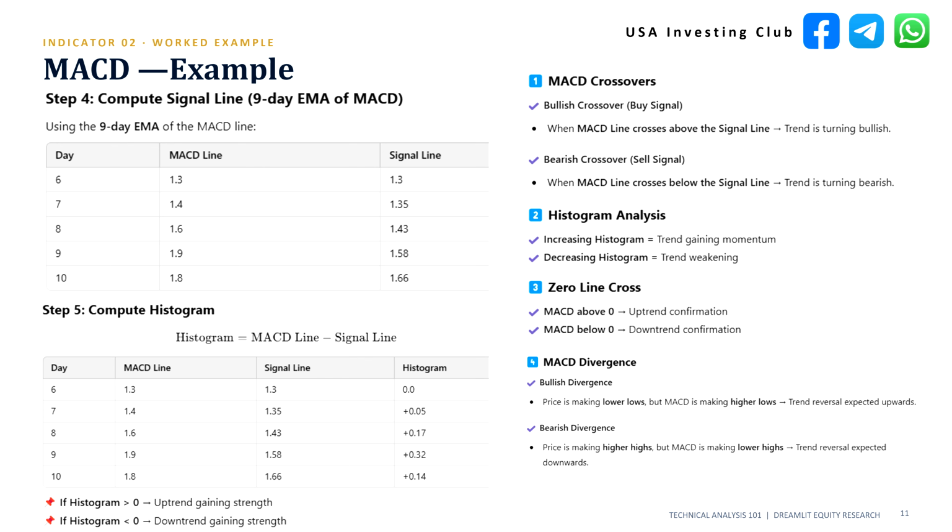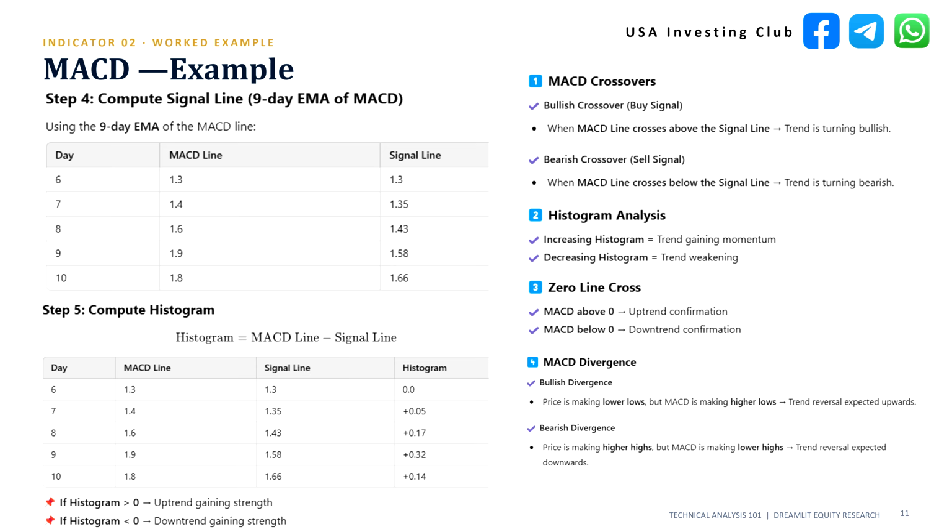Step 5. Compute the histogram, which is simply MACD line minus signal line. Day 6, 1.3 minus 1.3 equals 0.0. Day 7, 1.4 minus 1.35 equals plus 0.05. Day 8, 1.6 minus 1.43 equals plus 0.17. Day 9, 1.9 minus 1.58 equals plus 0.32, the widest positive gap in our whole window. Day 10, 1.8 minus 1.66 equals plus 0.14, noticeably smaller than day 9.